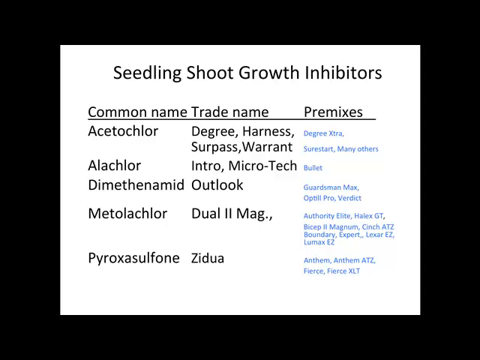The common name or active ingredient name is universal. The trade names and premixes have a lot of variation. Always know what you are spraying. Premixes are products or trade names with multiple active ingredients. Know all the active ingredients in your premixes and which active ingredients are providing control for your target weed populations.